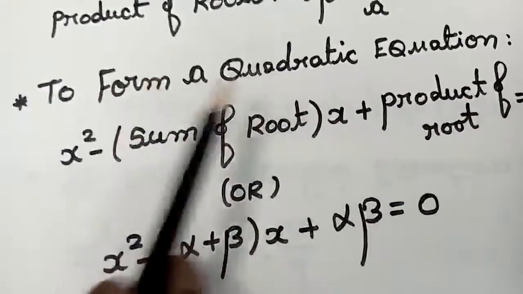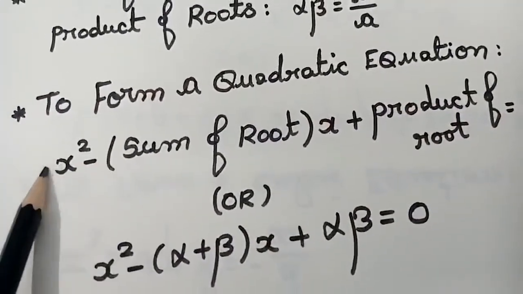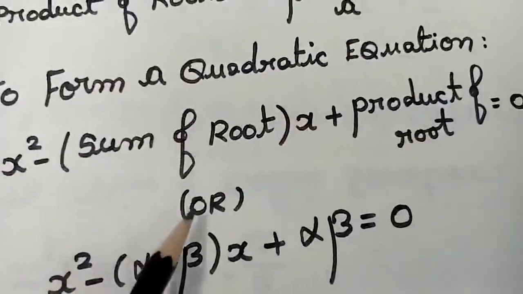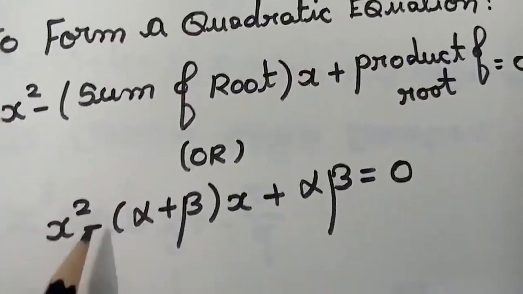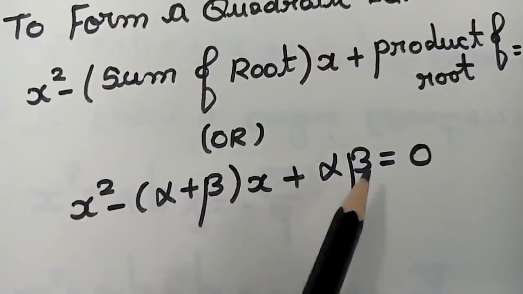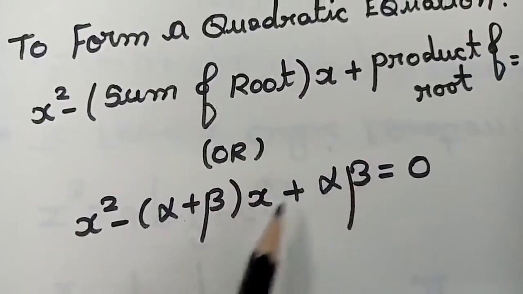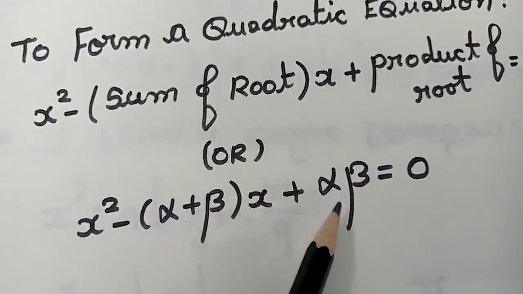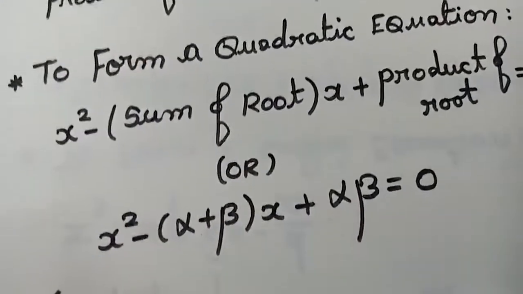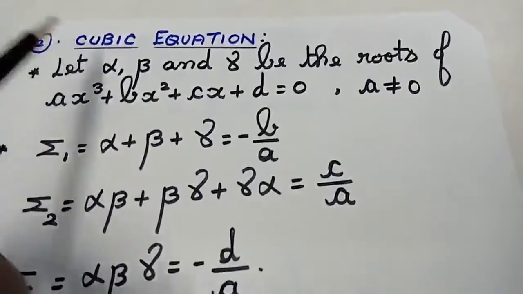Same procedure we have here, that is x square, x, constant equal to 0. But when you are forming the quadratic equation, you will have alternate signs, that is positive, negative, positive equal to 0. This can also be written like this: x square minus (alpha plus beta) into x plus alpha into beta equal to 0. This is sum of roots and product of roots. And we are going to see all these calculations with an example. Next one, cubic equation.